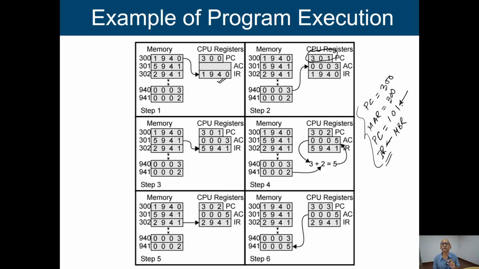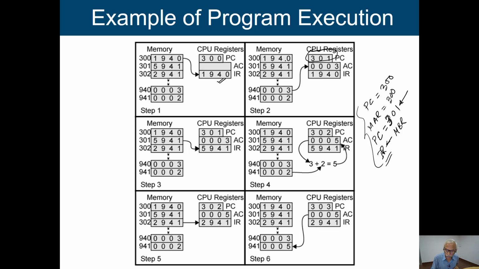That means after completion of this particular instruction, the next instruction needs to be fetched from memory location 301. Initially it is 300, then the program counter becomes 300 plus 1, 301. So after completion of this instruction, we have to bring the instruction from memory location 301.